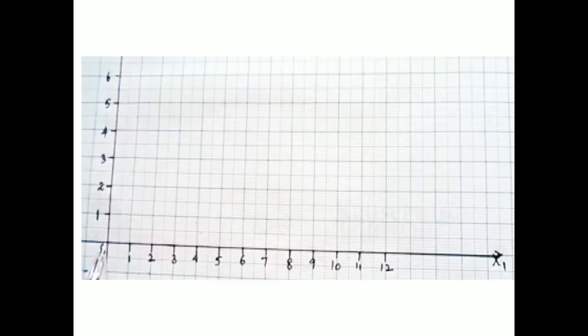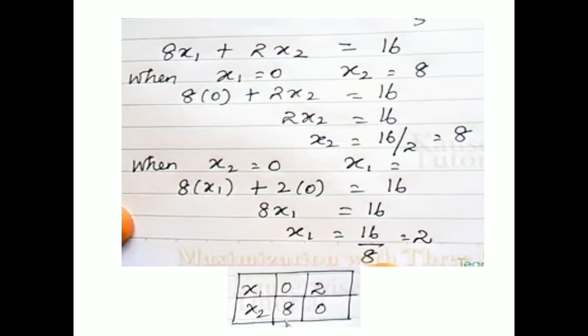Converting it into the equation form, I'll get 8x1 plus 2x2 is equal to 16. Now, same technique: put x1 is equal to 0 and find the value of x2, and put x2 is equal to 0 and find the value of x1. You'll get two sets of points.